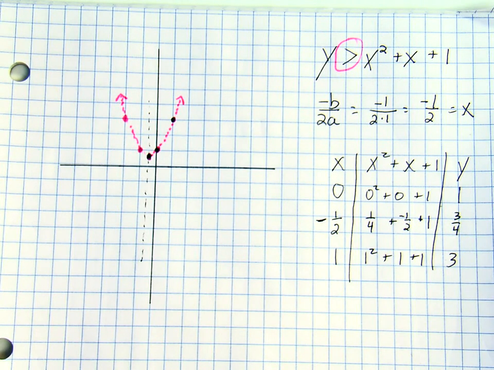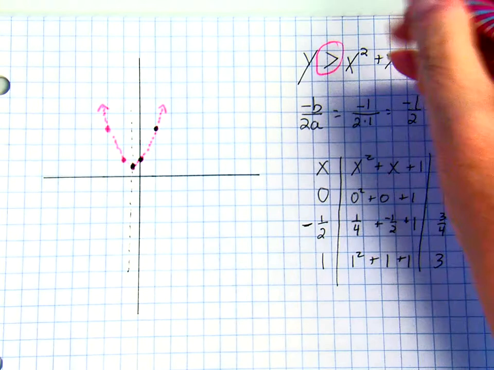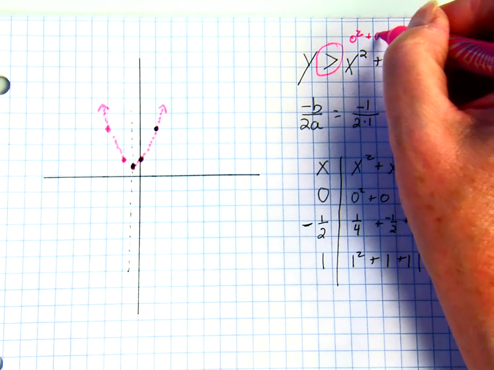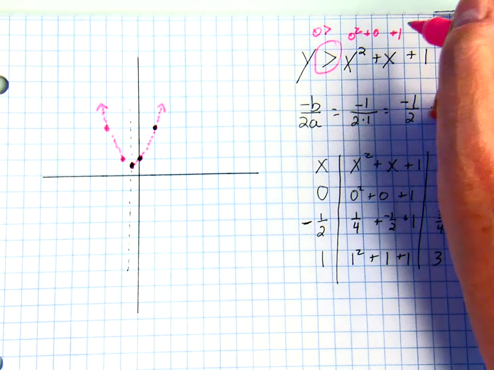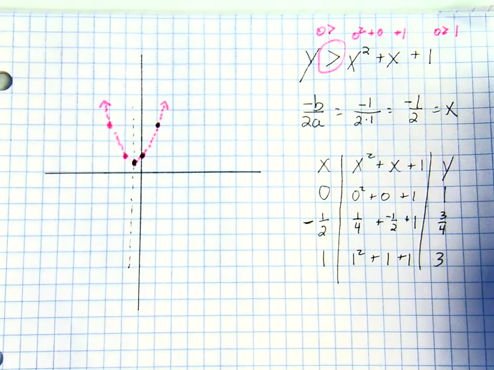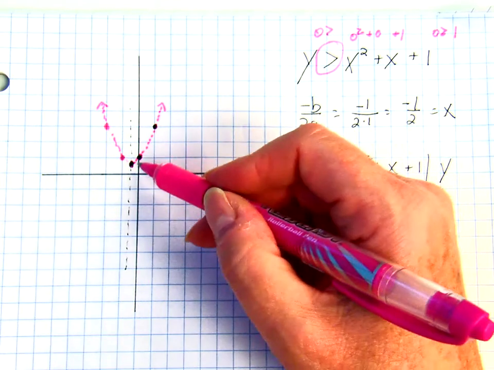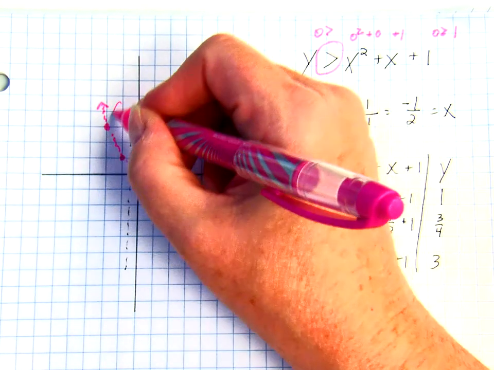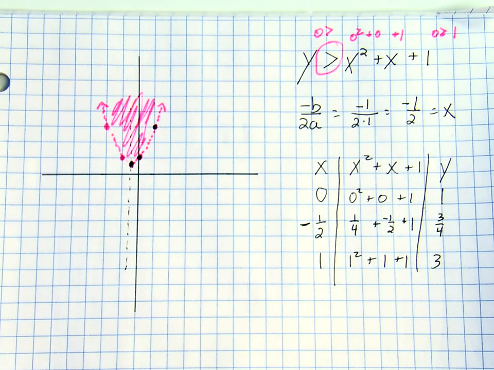Now, once again, I have to determine where I'm going to shade. I can still use 0, 0, okay? So I'm going to look at this and say 0 is greater than 0 squared plus 0 plus 1. So this is then 0 is greater than 1, okay? No, it's not. So that means I can't shade out here. That means in this case, we're shading inside the parabola.